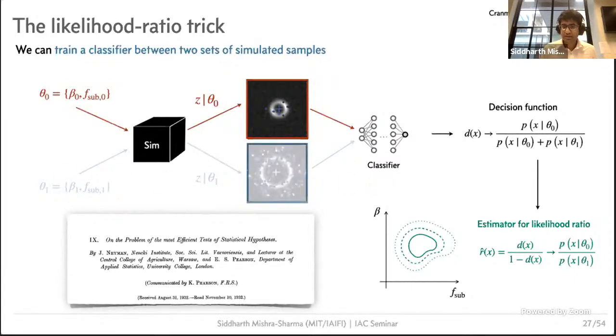But again, it seems like you have to train a classifier for every possible theta 0. To get around that, the dependence on theta is put into the classifier, or into the neural network in our case. So now the classifier is parameterized by theta, and we have a parameterized classifier that acts as an estimator for the likelihood ratio. When we have a new data set, we can put that in, scan over thetas, and that gives us the likelihood ratio in our parameter space.